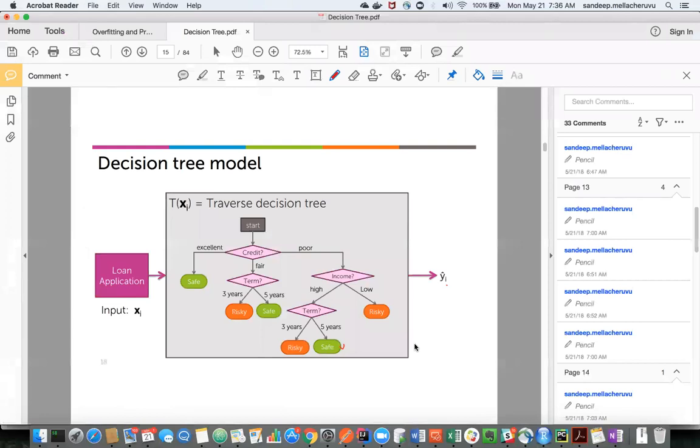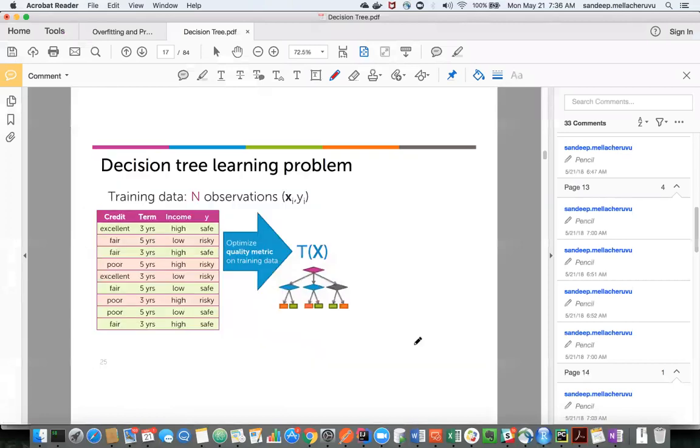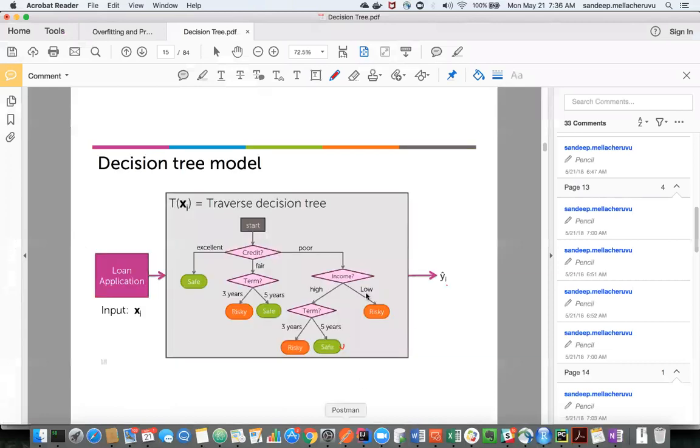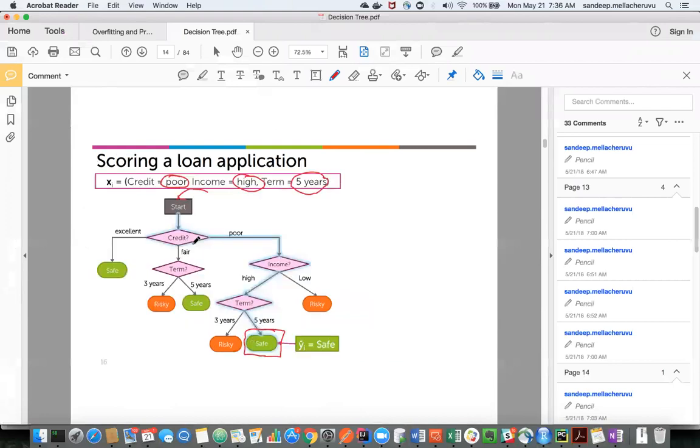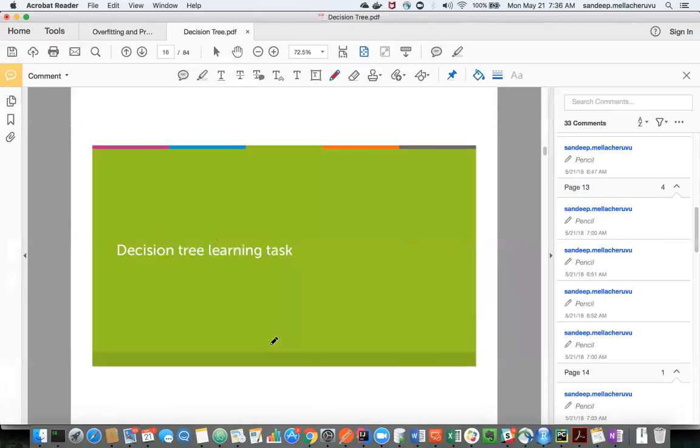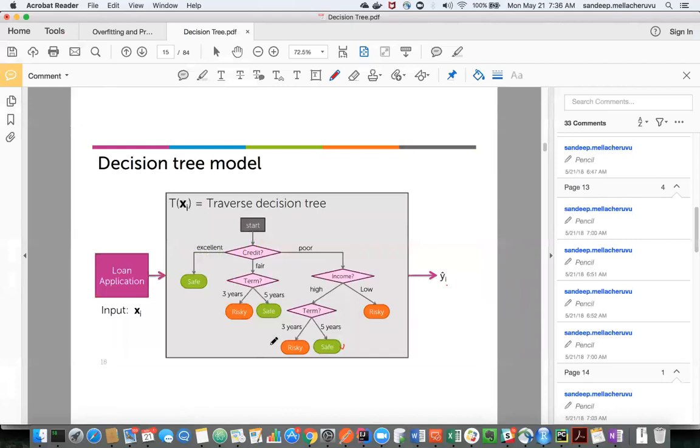I'm clear, Sandeep. Okay. Now I know that I have to build a tree, and I know that the tree works for any given application. If I process the application through this tree, I'll be able to predict whether it is a safe loan or a risky loan. Now the question is, how do I build this tree?